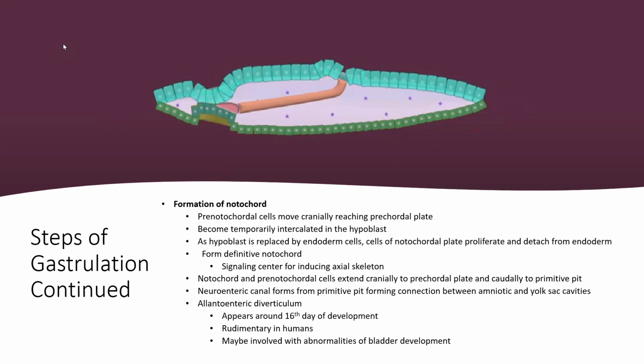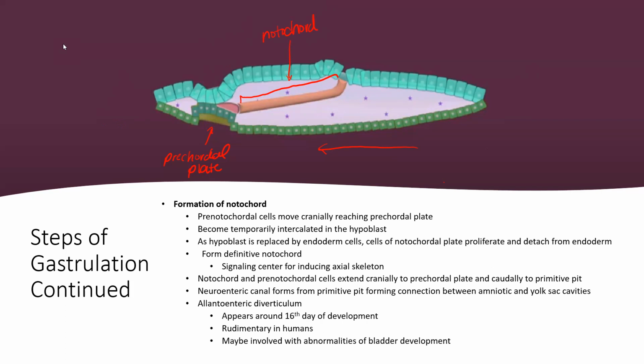Formation of the notochord. So we have prenotochordal cells that are moving cranially, so this way, and then they reach the precordal plate, which is right here. And they become temporarily intercalated in the hypoblast. As the hypoblast is replaced by endoderm cells, cells of the notochordal plate proliferate and detach from the endoderm, and this is forming the definitive notochord. So that is here. This entire length is the notochord.